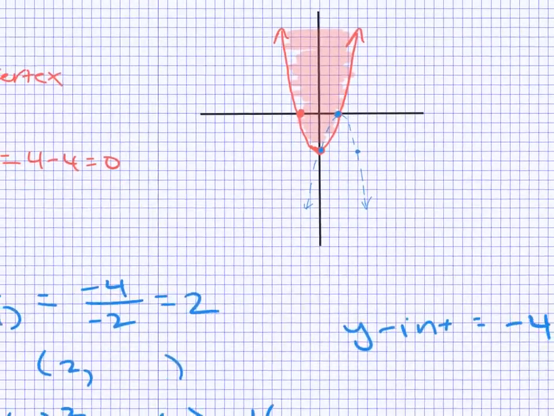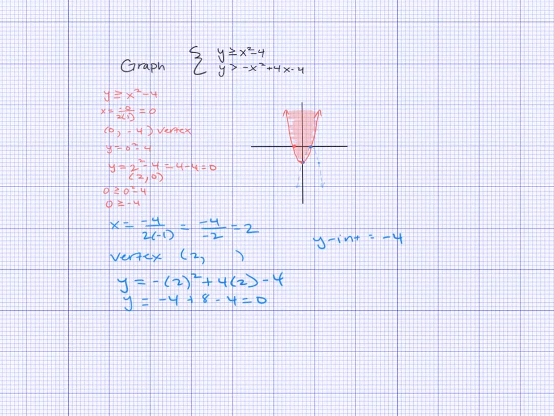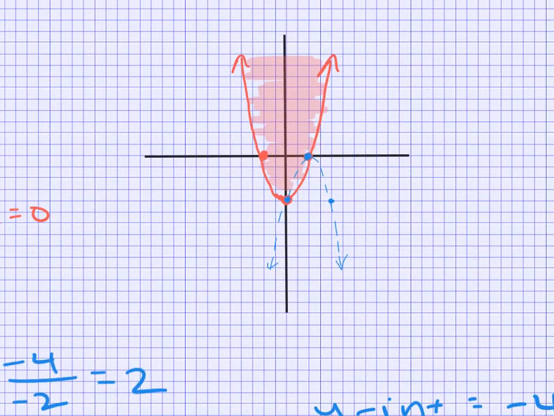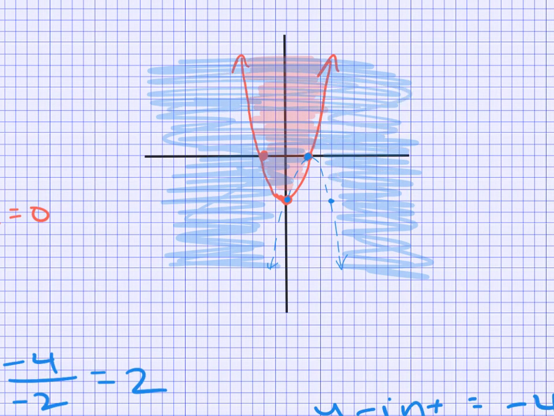And then I want to go ahead and do a test point. And I always like (0, 0), and this one will work for this as well. So we have 0 is greater than 0 plus 0 minus 4. So we get 0 is greater than -4. And that statement is true. So I am going to shade where (0, 0) is, which is all the way right here on this side of our graph. Right? And then over here on this side of our graph, it's all the way around our graph where (0, 0) is.